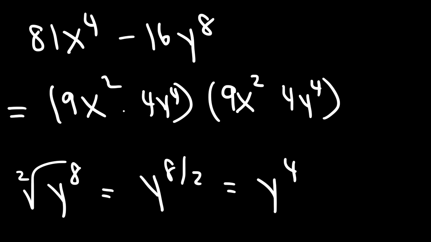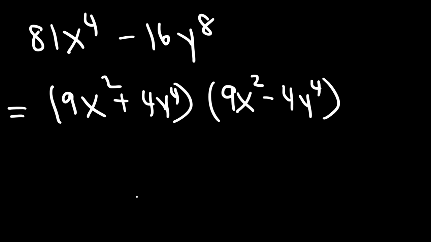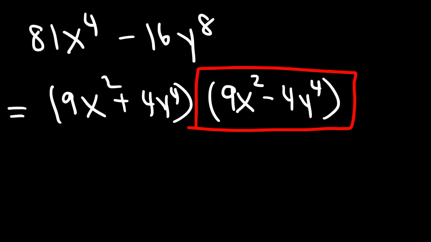So the answer is going to be, well, this is not the final answer actually. Right now we have 9x squared plus 4y to the 4th and 9x squared minus 4y to the 4th. However, notice that in this expression, we still have a difference of perfect squares. We can factor this further. So let's rewrite the first part.